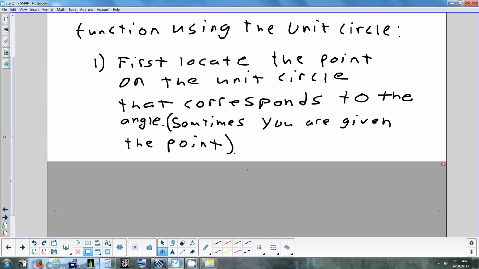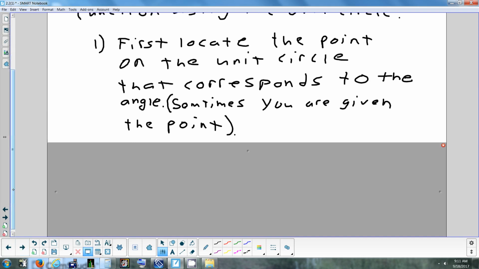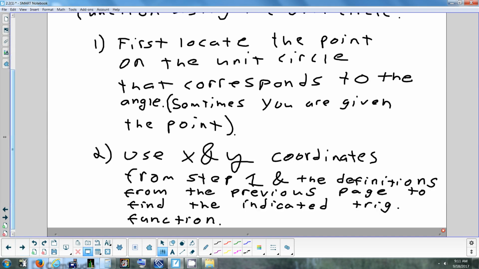Okay, any questions on step 1? Find the coordinate. Okay, step 2. Step 2 is to take your coordinate that you just got in step 1, and using the 6 definitions that I just showed you on the other page, plug your values for x and y into those 6 definitions.